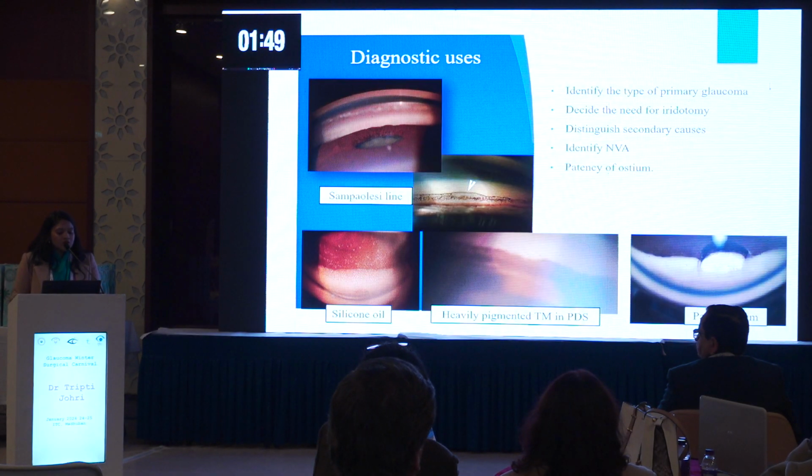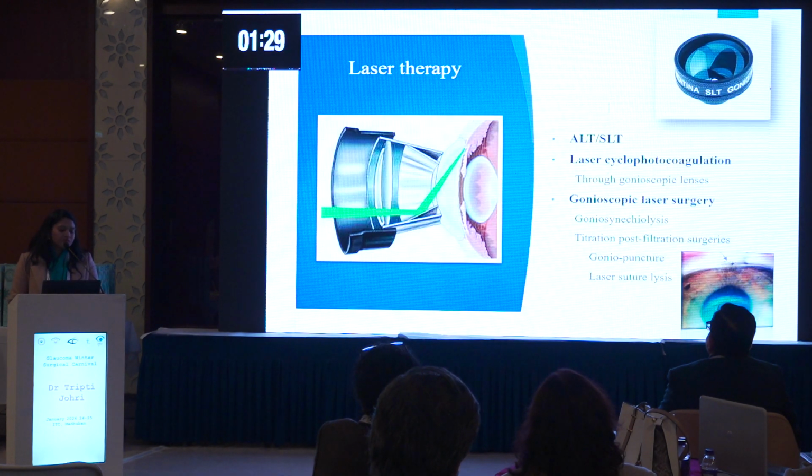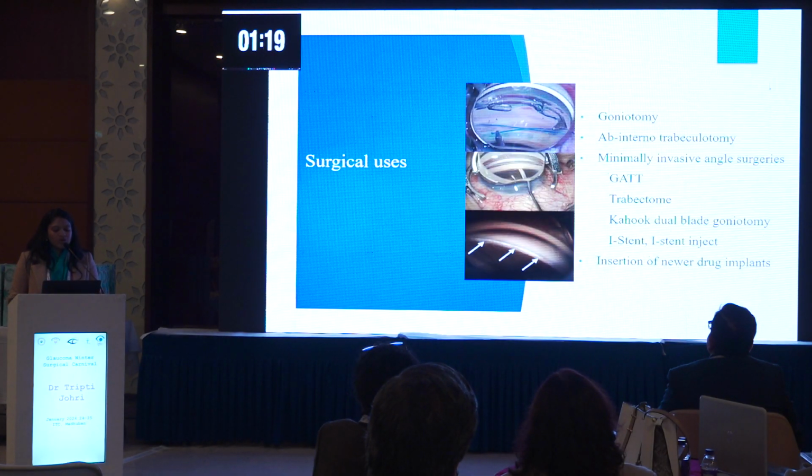Coming on to the diagnostic uses of gonioscopy, it helps us to identify the type of primary glaucoma. It helps us to decide the need of iridotomy. It distinguishes secondary causes of glaucoma. It's helpful in identifying neovascularization of the angle and also to check the patency of the ostium after a case of trabeculectomy. Therapeutic uses of gonioscopy include laser procedures like ALT and SLT, and surgical uses include goniotomy, ab interno trabeculotomy, or any of the MIGS procedures.